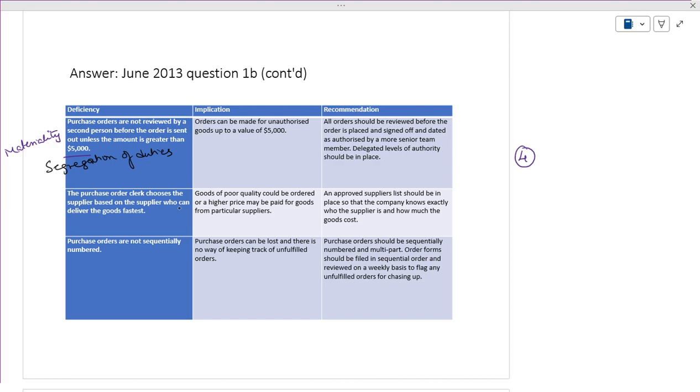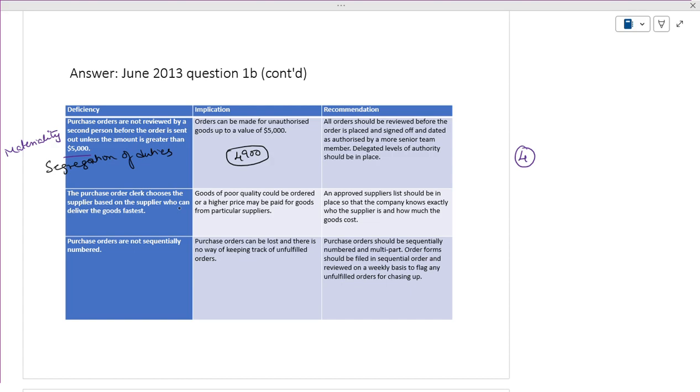Every order will be less than 5,000. You can place as many orders as possible. Less than 5,000, even if you are ordering for 4,900, no approval is needed. Is it right? This is the implication.